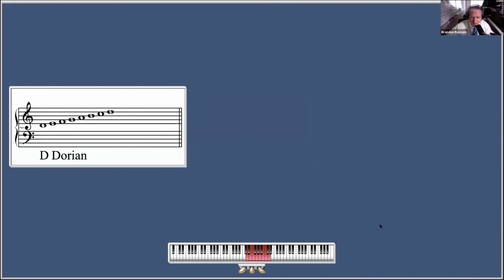I also like to use Zoom's annotation function on top of it, so I can write out specifically my whole steps or my half steps.